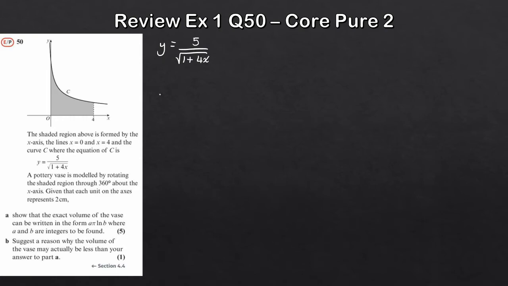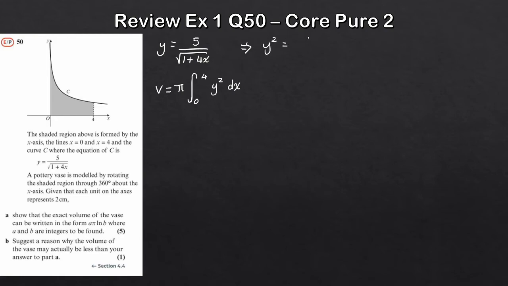So we need the formula for the volume of revolution. That's V equals pi times the integral between 0 and 4, and don't forget we are rotating about the x-axis. So this is y squared because it's about the x-axis, dx. We've got y, so what we need to do is just square the numerator and square the denominator, and we've got y squared.